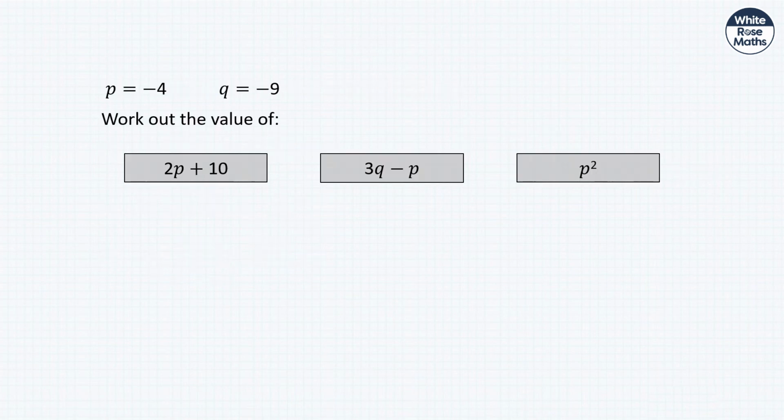Okay, this next one, so again, more substitution. Work out the value of 2p plus 10 when p is minus 4 and q is negative 9. So I'm going to have 2 lots of minus 4. So that'll be minus 8. Minus 8 plus 10 is going to be positive 2. Okay. So minus 8 plus 10 is going to be positive 2.